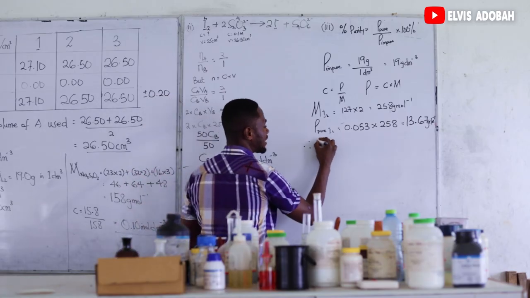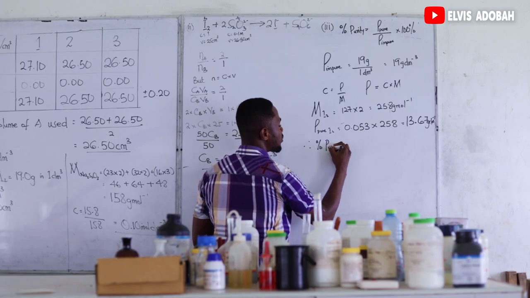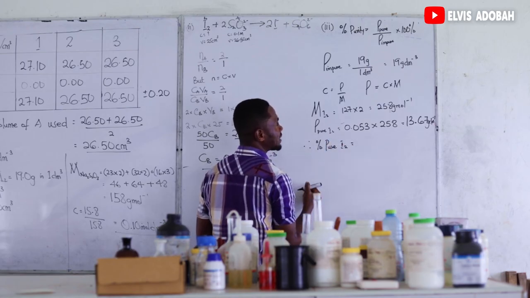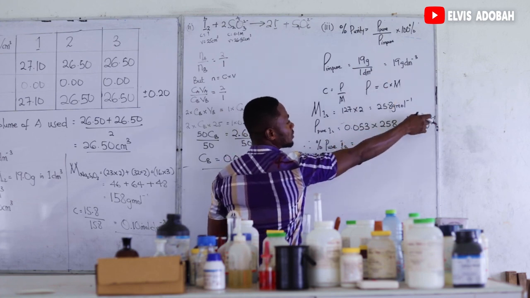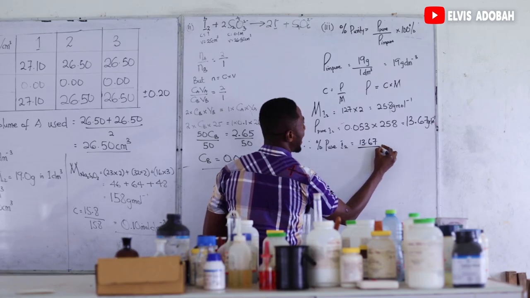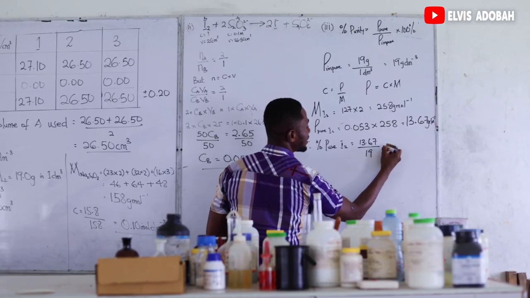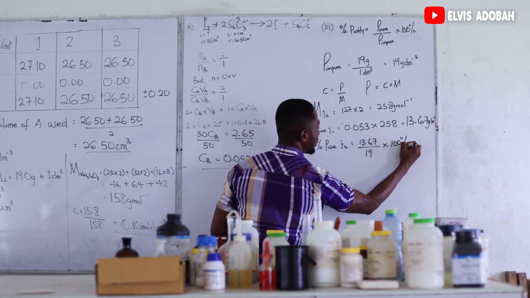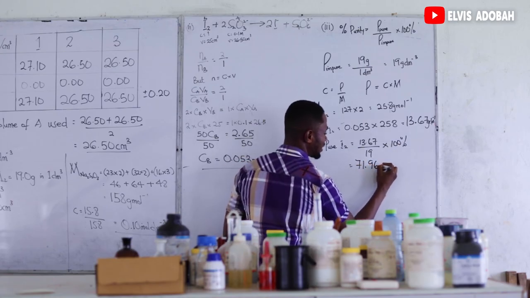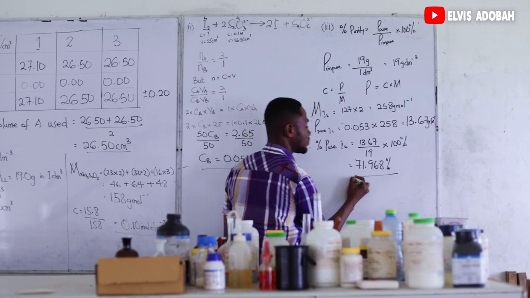Therefore, our percentage of pure iodine is 13.67 divided by 19 times 100. And that one will give us 71.96%.